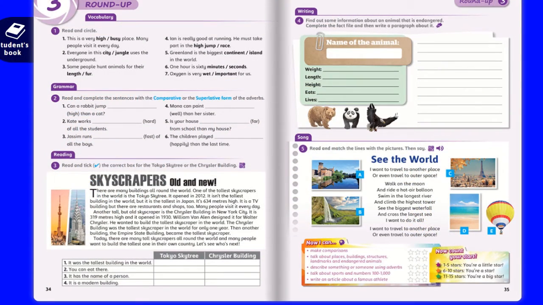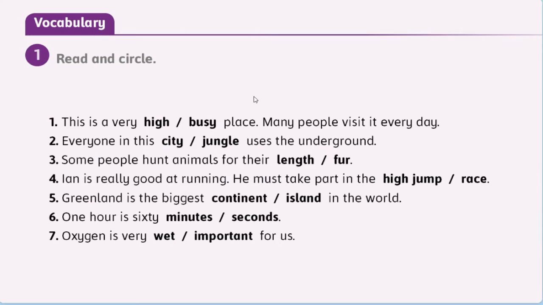The first thing that we are going to do this week, and it will be on Sunday, is the roundup for module 3. In this lesson, we are going to revise and consolidate the vocabulary and the structures that we studied throughout this module. Starting with the vocabulary part, remember the words high, busy, city, jungle, length, fur, high jump, race, continent, island, minutes, seconds, wet, important, dry, and these words.